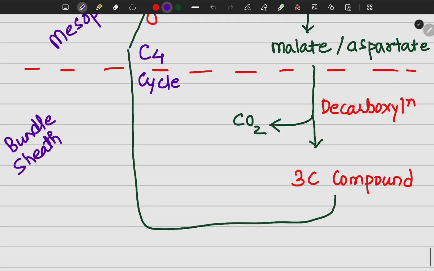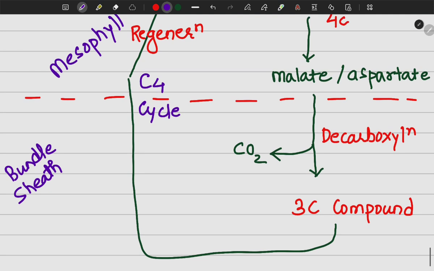Now the sugar, the carbohydrate, is not yet formed. So how will it form? In this step in the bundle sheath, when the decarboxylation took place, the carbon dioxide was released. Now this carbon dioxide will enter the C3 cycle inside the bundle sheath, the Calvin cycle, and all the steps that we studied in the Calvin cycle will occur here in the bundle sheath.